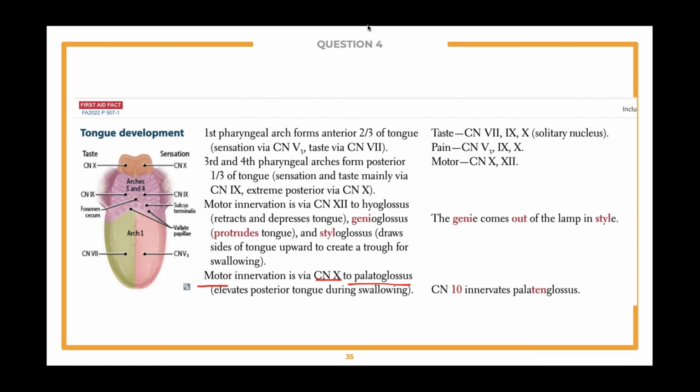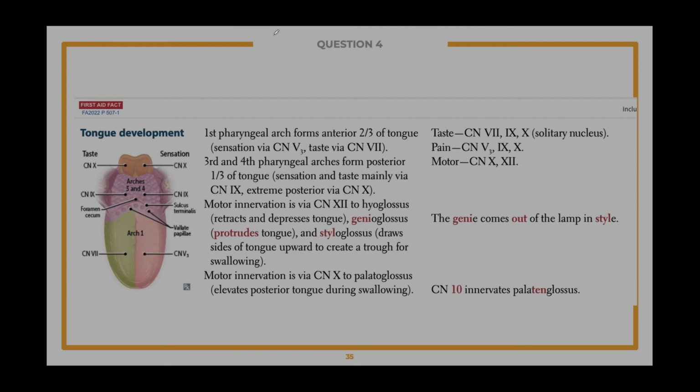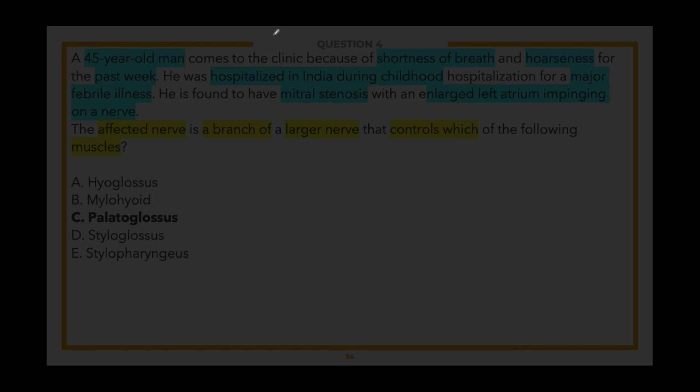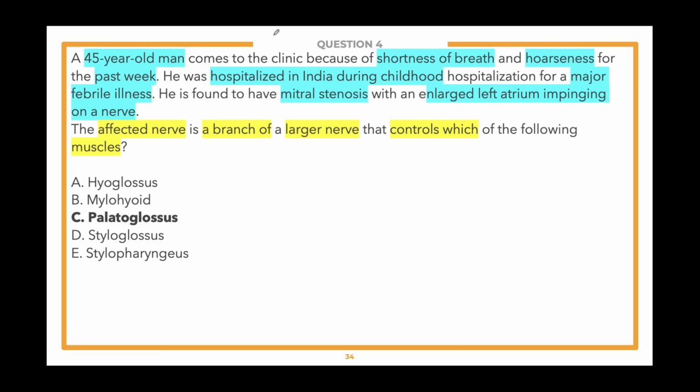The other answer choices, answer choice E and answer choice D. The stylopharyngeus is innervated by the glossopharyngeal nerve. The styloglossus is also innervated by the hypoglossal nerve. The mylohyoid is innervated by the trigeminal nerve, and the hyoglossus is innervated by the hypoglossal nerve as well. So different nerves innervating those muscles. So great job on today's questions. I will hand it back to you, Sean.